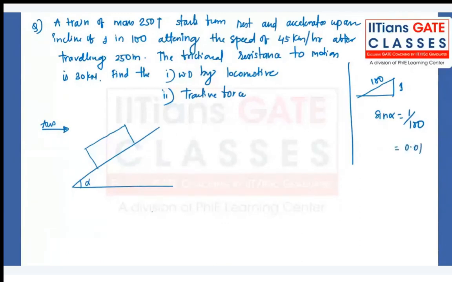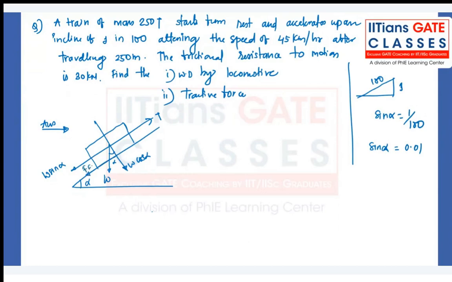Okay, weight is acting downward. This is also alpha, W cos of alpha. Okay, and here we have W sine of alpha. Here we have tractive force. Okay, the frictional force is in leftward direction. Here we have normal reaction. Okay, starting from the rest.